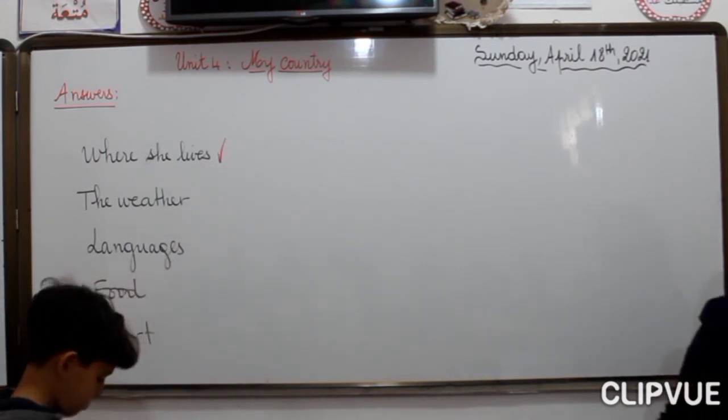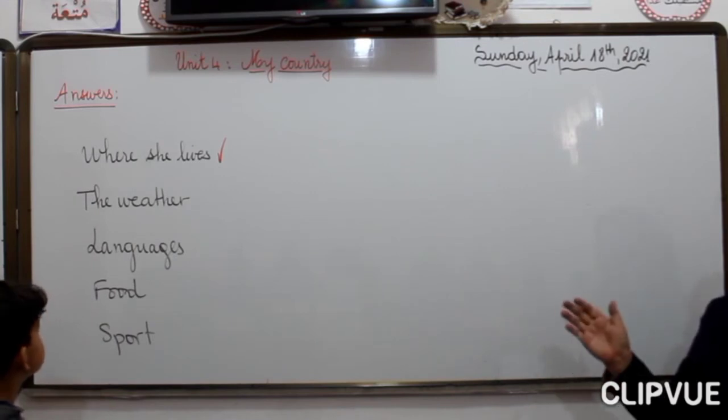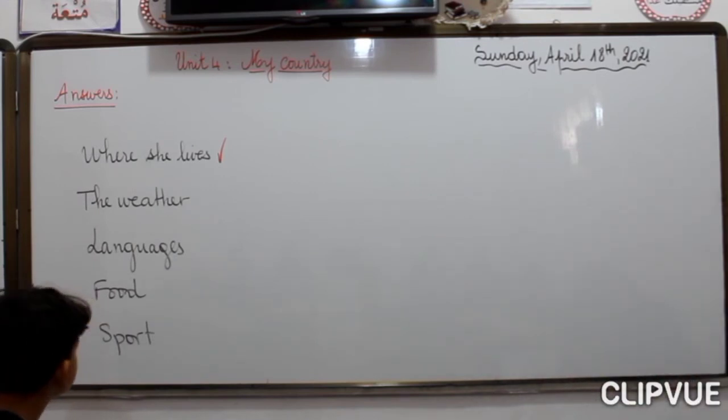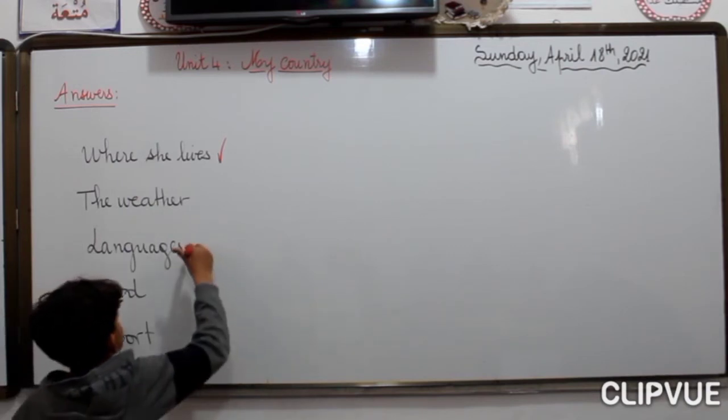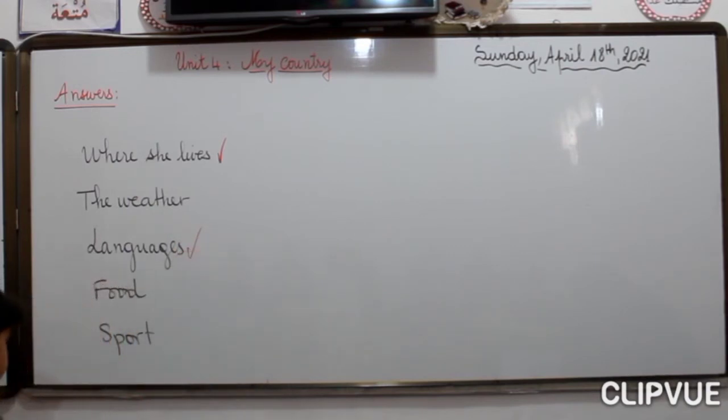Good. Okay, she talked about where she lives. The second one. Official languages of New Zealand are Maori and English. Andy? Yes. Maori and English languages official.